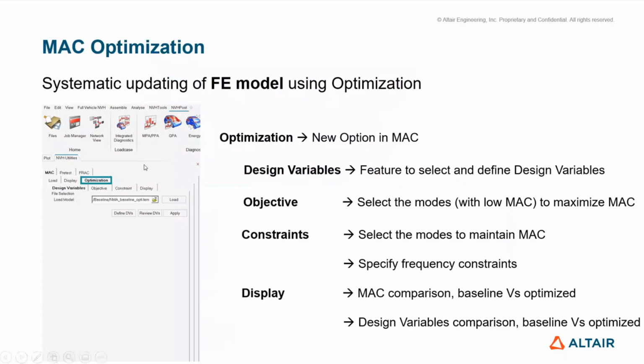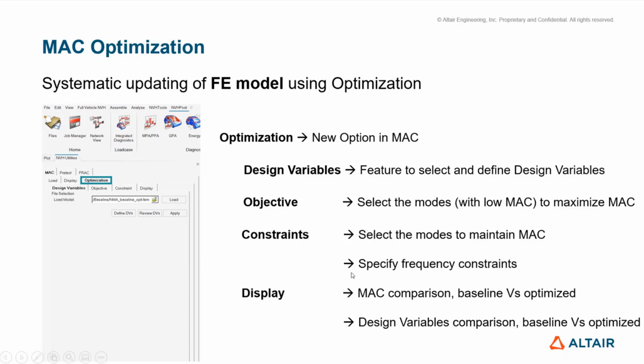Now, in this new optimization workflow, which we have introduced for MAC, we are basically focusing on updating the FE model to improve the correlation. So in this MAC utility, a new tab is introduced called optimization. And in this, the user will be able to select and define design variables, specify the objectives to maximize the MAC value for those modes which have lower MAC values, specify the constraints to maintain the MAC, or also to specify the constraints to maintain some frequency values.